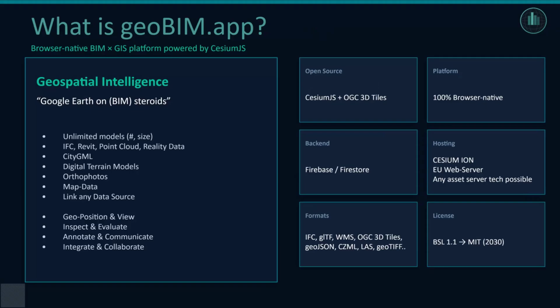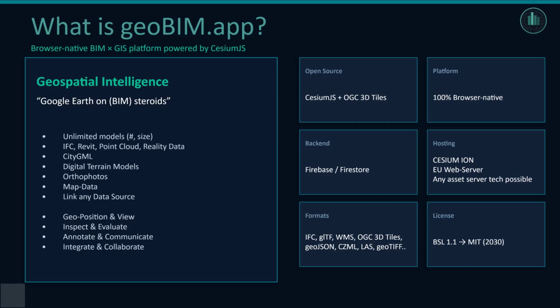I created a marketing claim, called it geospatial intelligence. It sounds pretty good, in my opinion. But I would probably call it more a Google Earth kind of application on steroids. Key characteristics are you can load unlimited models, I mean, in terms of number of models and size of models. I think the only limit at this point is the VRAM memory of your graphic board.